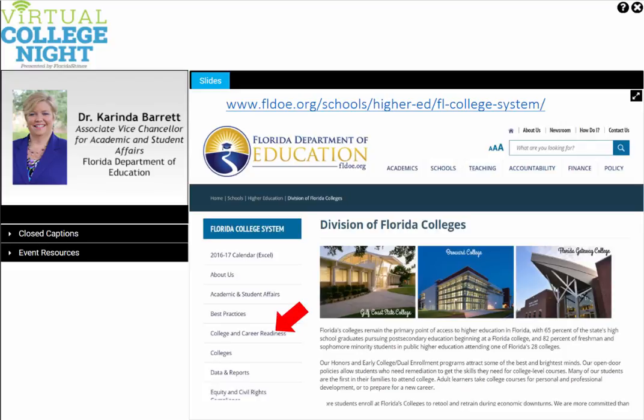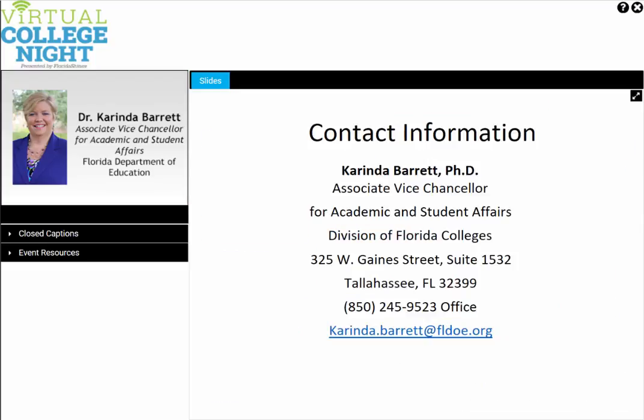And as I mentioned, we have another website. This is our Florida Department of Education website. This one tends to be a little bit more technical, but has some very good information here too. What I want to point out tonight is the college and career readiness link. You will find testing information for each college and high school in Florida here. So I encourage you to take a look at that.